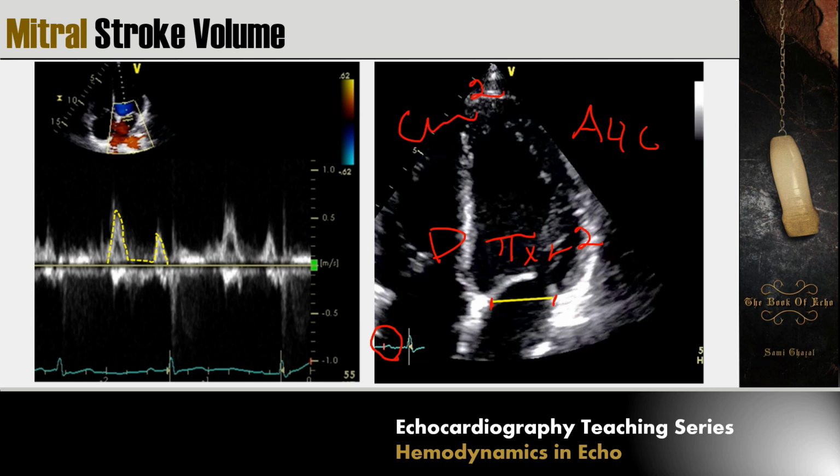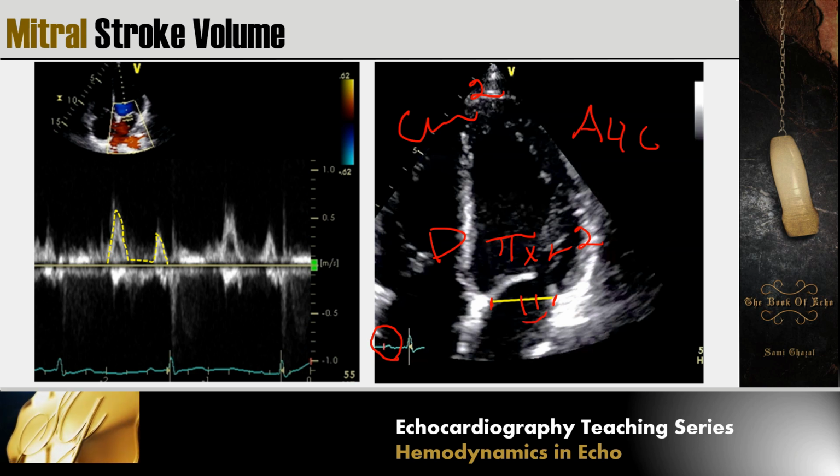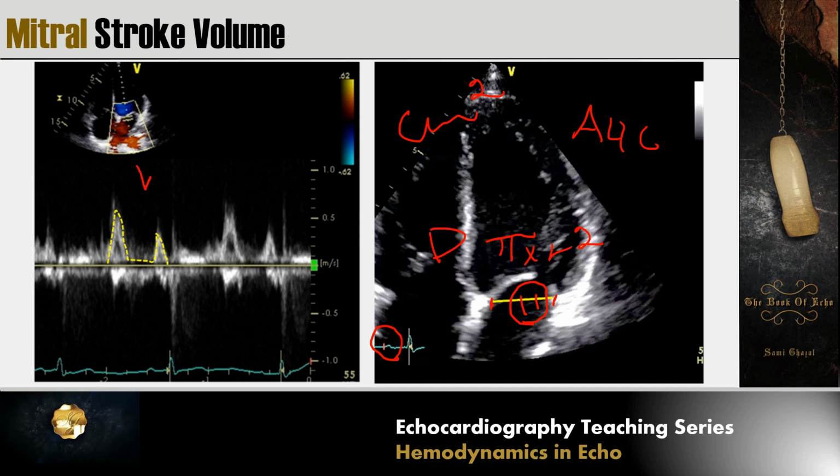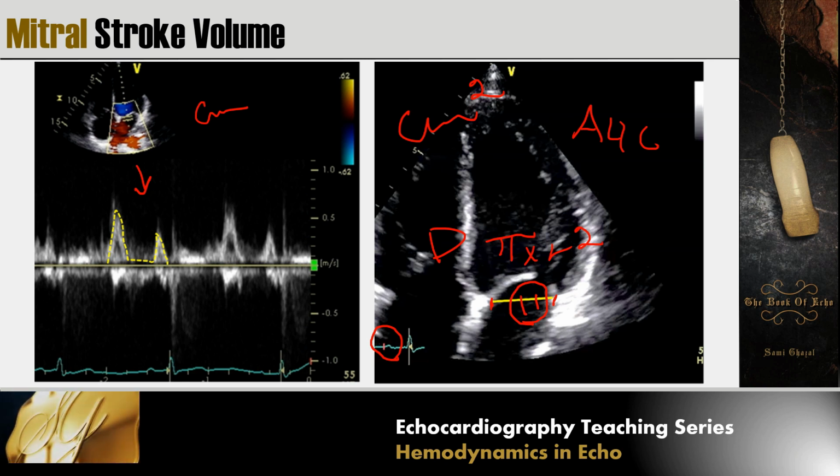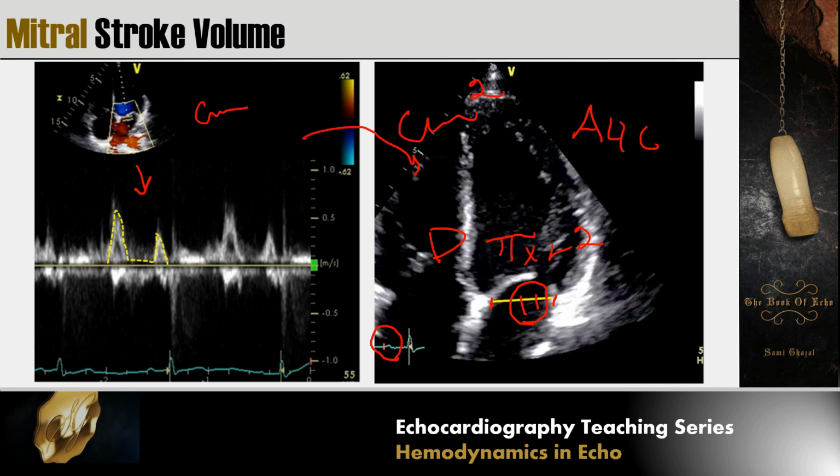Now we have to put our pulse wave Doppler sample volume in this exact location here. It's not the mitral inflow, it's the mitral annular flow. So we have to put it in this exact place, and then we get a pulse wave Doppler here. We trace this pulse wave Doppler and it will be in centimeters. So now we multiply the VTI times this mitral annular area, and we get the forward volume through the mitral valve.